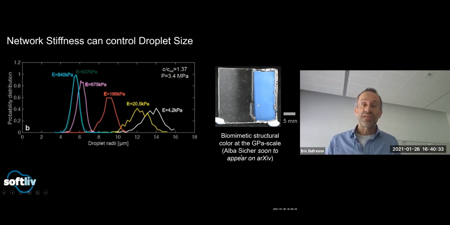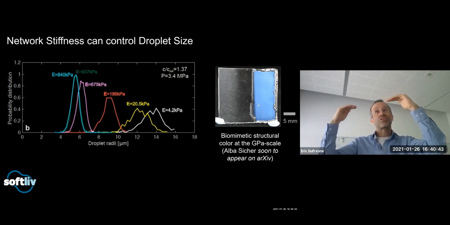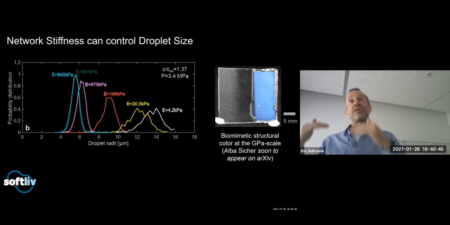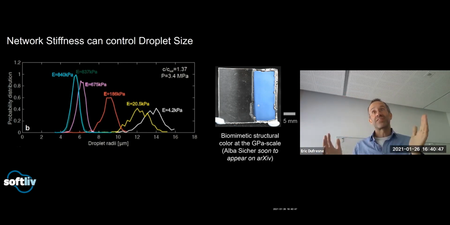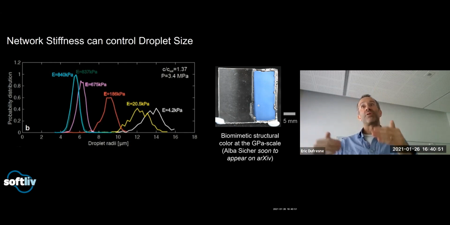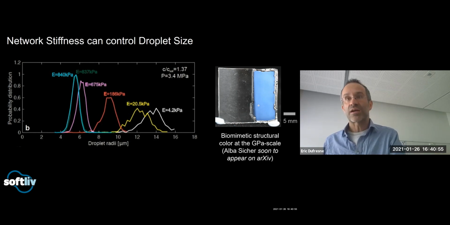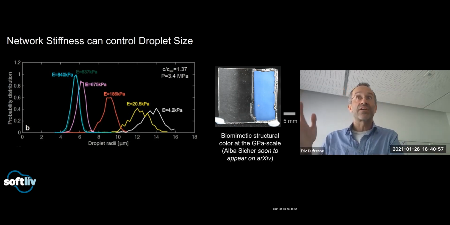And Alba's a PhD student in my lab, and she has some really nice results that we'll be putting up on the archive soon, showing that if we move out of PDMS, which has a maximum modulus of around a megapascal, and switch to polystyrene, we can actually get droplets at the nanoscale, and those droplets can produce color. Anyway, watch out for that in the archive, and if you ask about it at the end, I can show you more of her data.